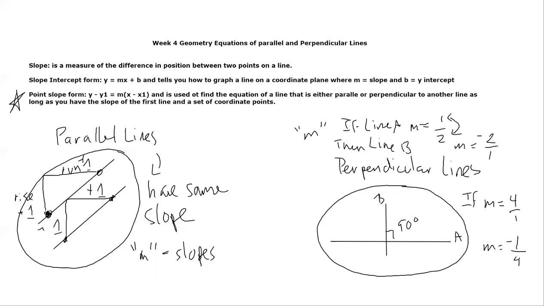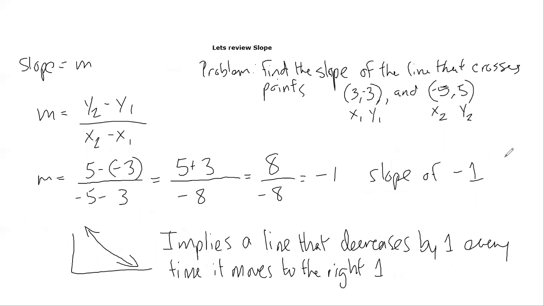All right, you guys got this? Okay, good. We're going to move on. All right, let's review slope really quick. Slope, again, is equal to m.